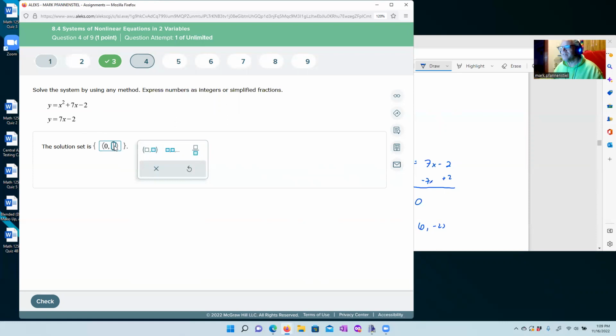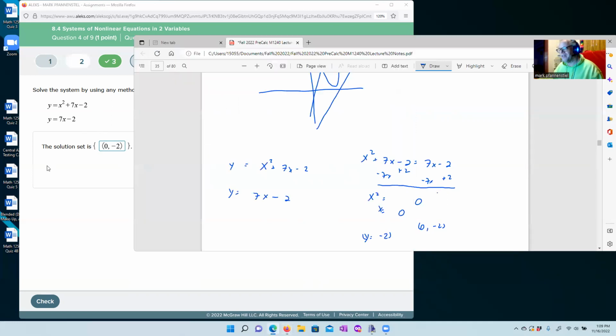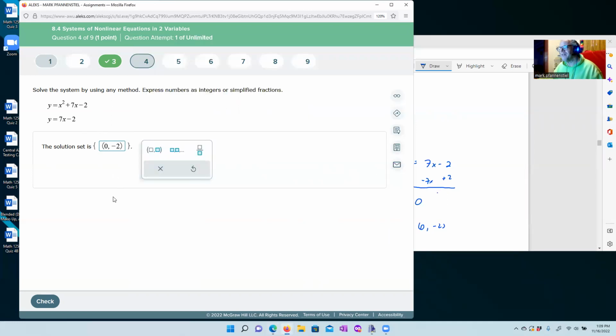In this case, if they asked to find the area, well, the area at one point is 0. So that would be an easy calculus problem to work with. Okay, but that's all they want us to do. We'll go ahead and check and then move on to the next one.